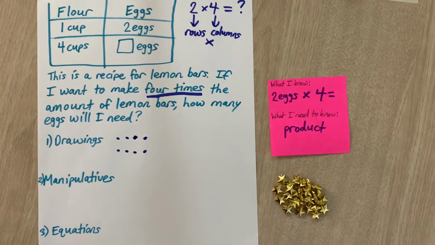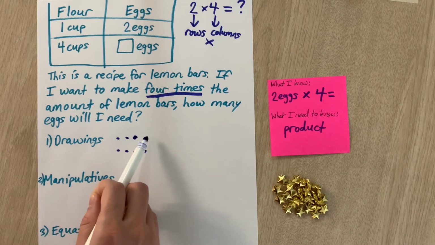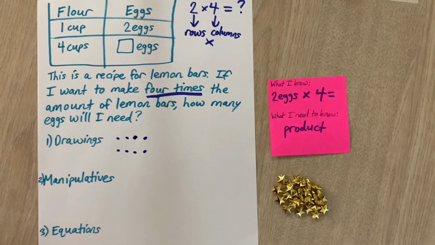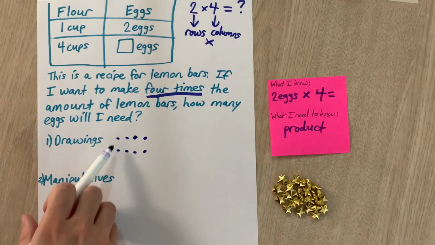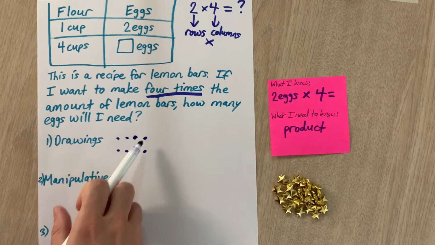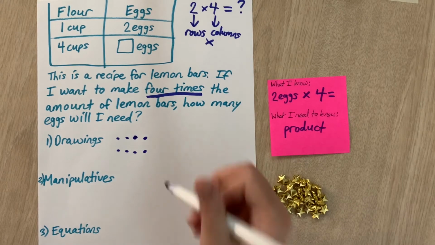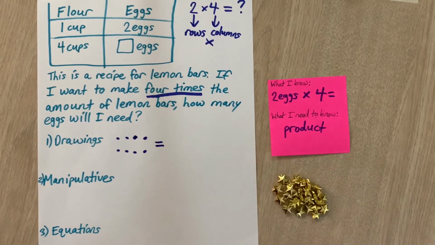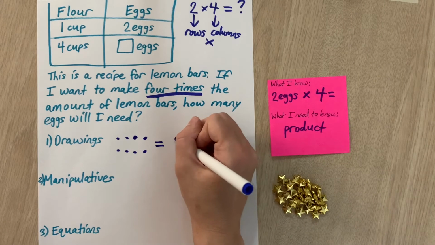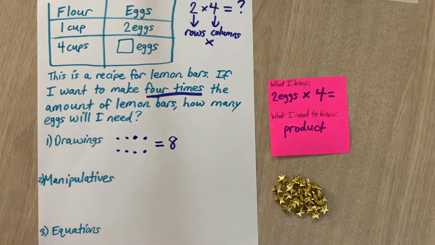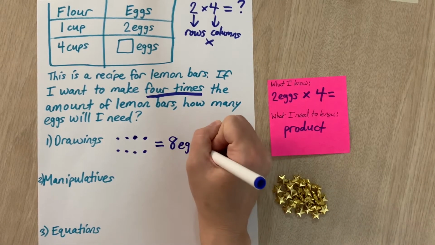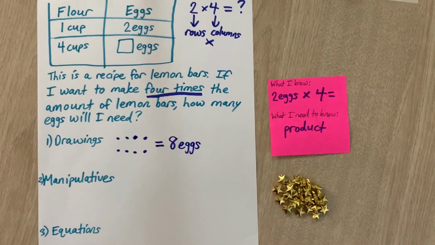So we drew those dots, and now we have to add them all up to get the total number of eggs that we will need for 4 times the amount of lemon bars. So we've got 1, 2, 3, 4, 5, 6, 7, 8. You could have also counted them up a different way. It doesn't matter how you count it up, as long as you get that same total number. So I'm going to write the equal sign, and you can do the same on your paper. Equals, and then 8, because we found out there were 8 dots, which stand for the eggs. So 8 eggs.